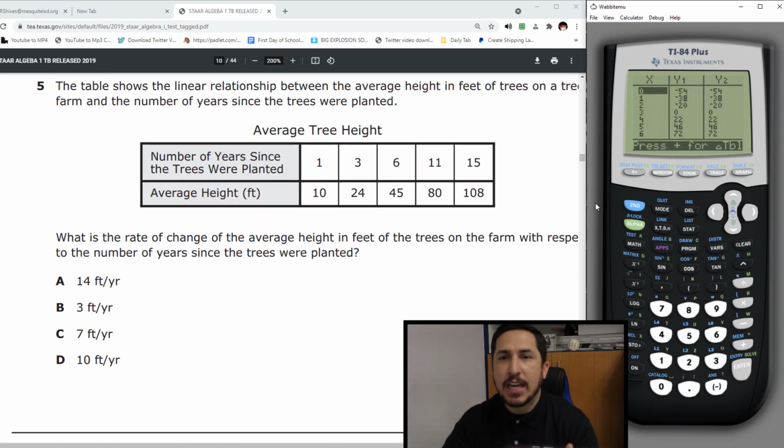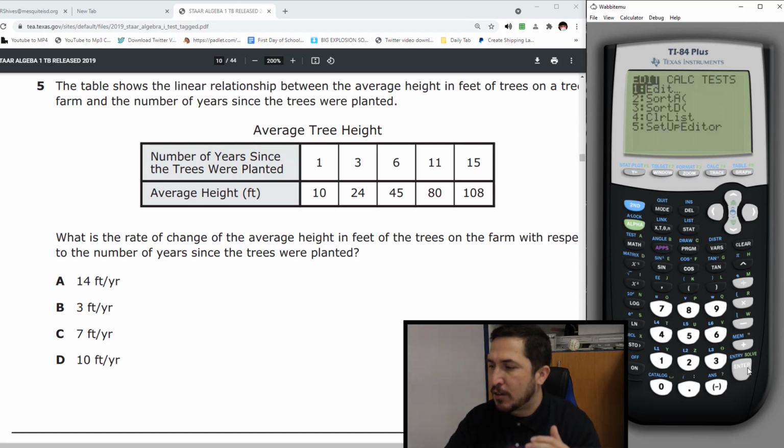All right, this one right here, rate of change. We just did a rate of change. We just did a slope thing. You got to put your 2 points in your list.